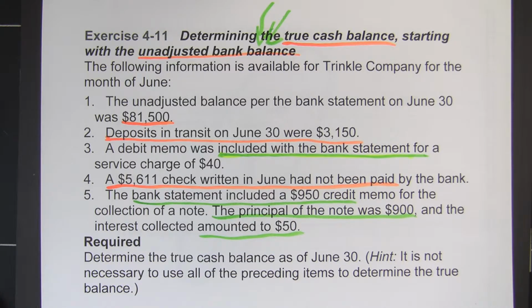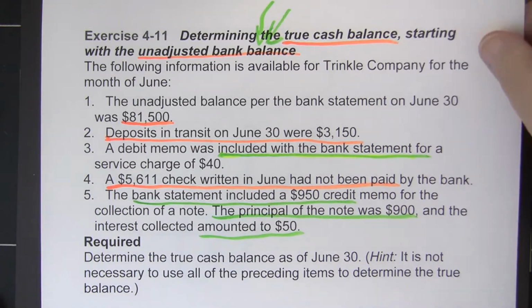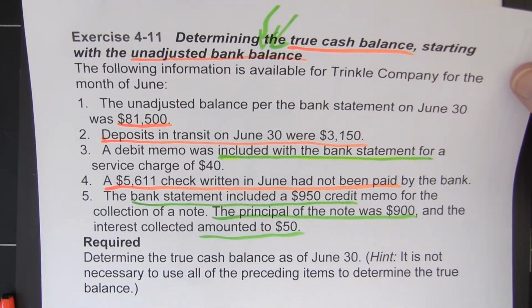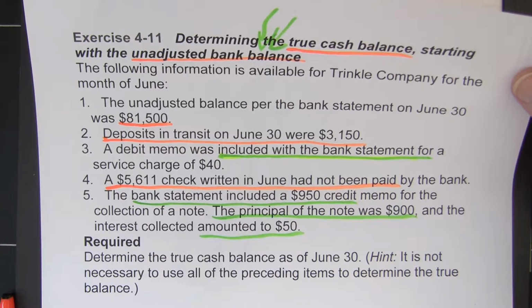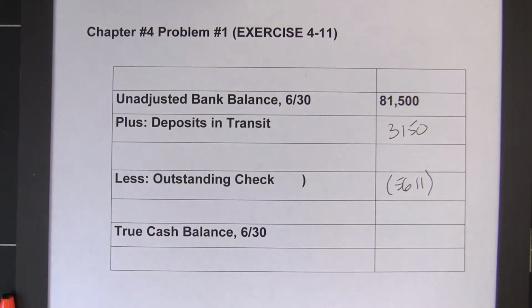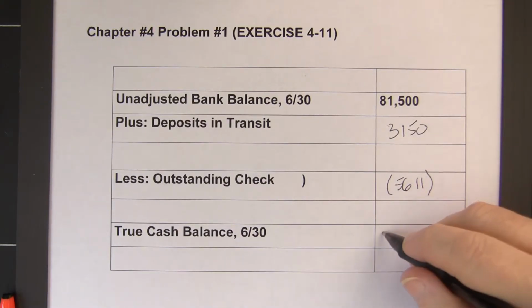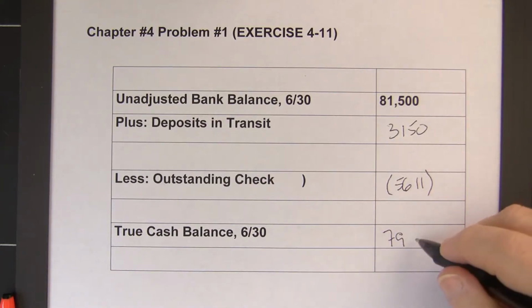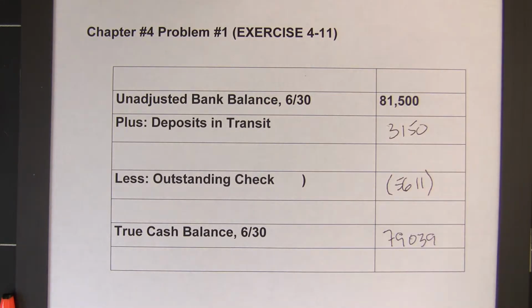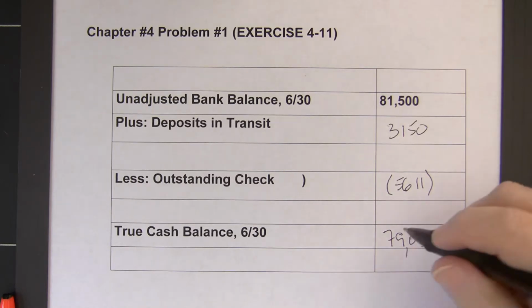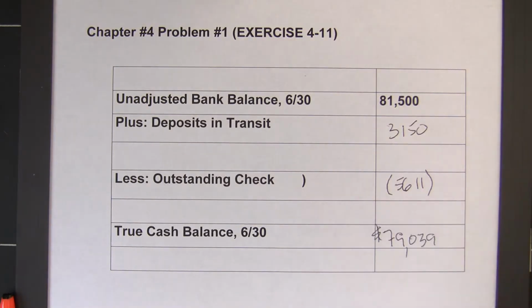So we handled the pieces that we need. Turned out that of all the stuff up there, we only needed really two pieces, plus the beginning balance. So if you take 81.50, add 31.50, subtract 56.11, the true cash balance at the end is $79,039.